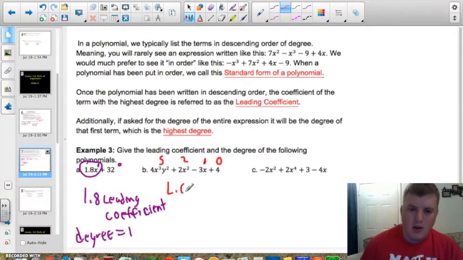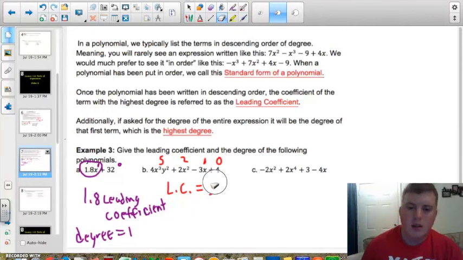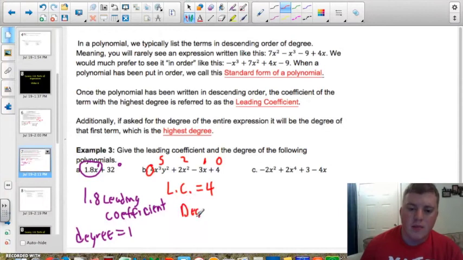Our leading coefficient is going to be 4. I was getting ahead and giving you guys the degree. The leading coefficient is 4. The degree is that 5 that I just tried to use. Alright, let's look at one more example together.